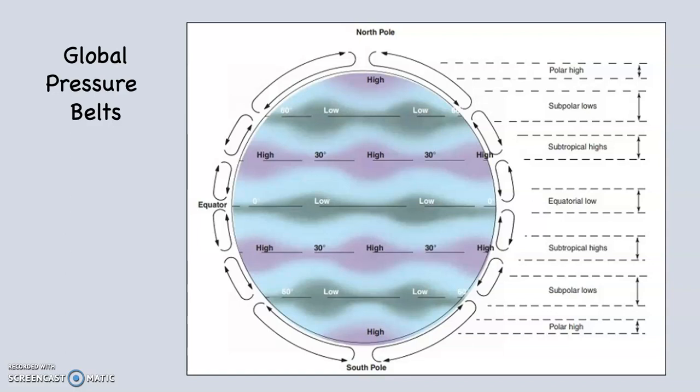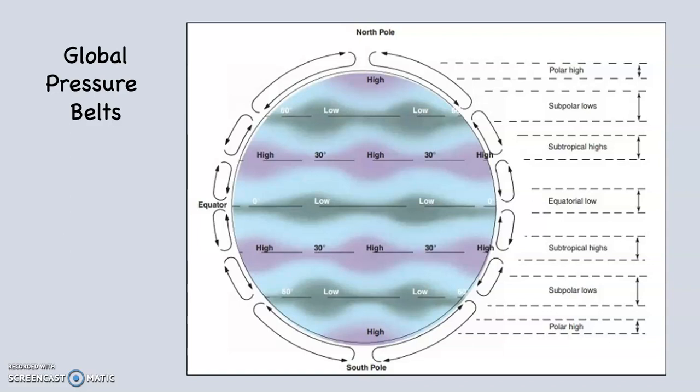Then if you look all the way over on the right-hand side, from the top to the bottom, we have polar highs, subpolar lows, subtropical highs, equatorial lows, subtropical highs, subpolar lows, and polar highs. Okay? I'm going to go through them.